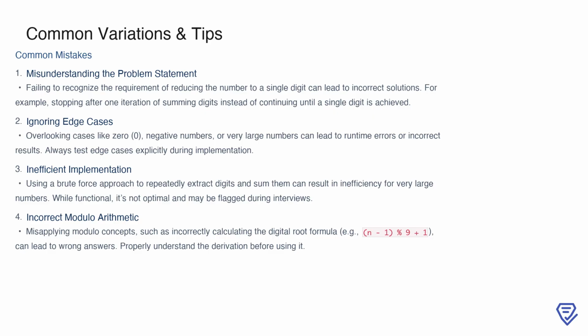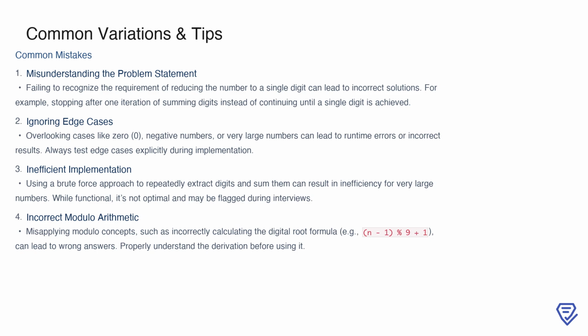Another potential pitfall is ignoring edge cases. For instance, handling inputs like 0, negative numbers, or extremely large values requires extra attention. These cases often reveal bugs or runtime errors if not explicitly accounted for. Efficiency is another important aspect. A brute force approach that repeatedly extracts and sums digits might work but can become inefficient for very large numbers, especially in competitive or interview settings.